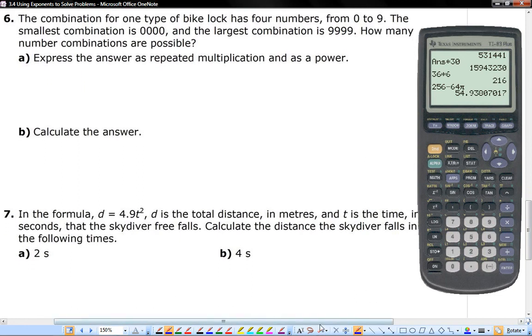Next question, number 6. The combination for one type of bike lock has 4 numbers from 0 to 9. The smallest combination possible is 0000. The largest is 9999. How many combinations are possible? Well, with these 10 different digits, we can have 10 different digits in the first spot, 10 in the second, 10 in the third, and 10 in the fourth spot, which gives you 10 to the 4 as a power. Calculate that answer, it's 10,000.